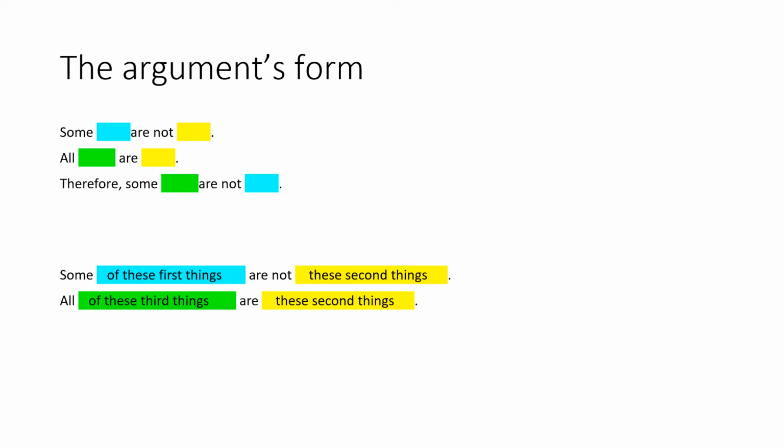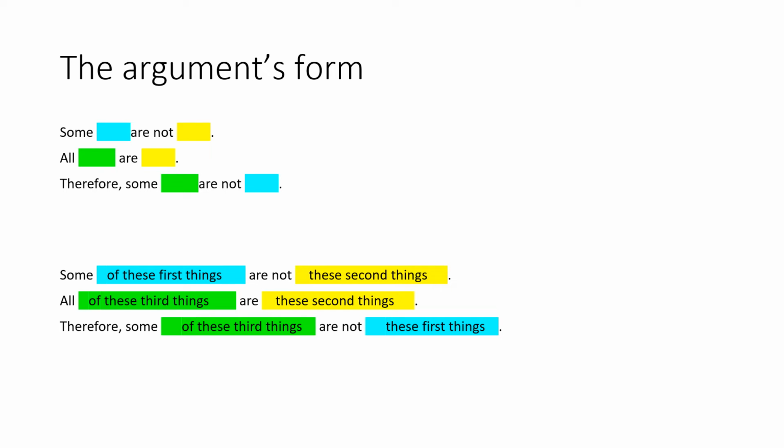The second premise is saying that there's these third things, these green things, and all of them are those second or yellow things. And then on the basis of those two relationships, the argument anyway claims that we can conclude that those third things are related to those first things in a certain way. That is, that some of those third things are not those blue things.